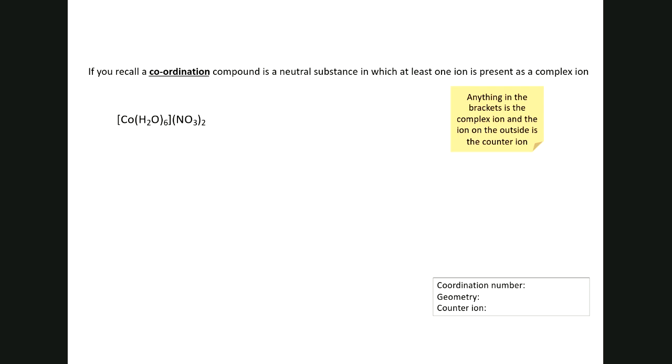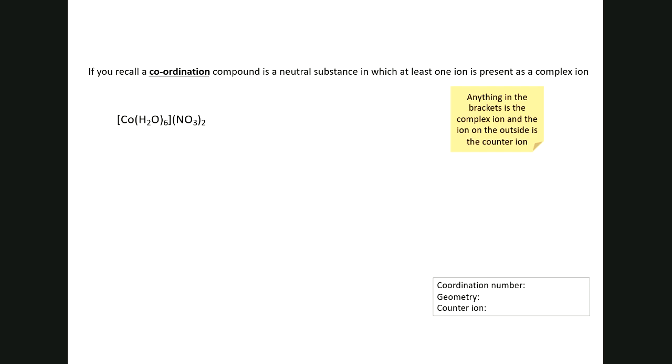And so if you recall, a coordination compound is a neutral substance in which at least one ion is present as a complex ion. So I'm showing you on the left this cobalt coordination compound that has 6 water molecules attached to it and nitrate as a counter ion. Remember, anything in the brackets is a complex ion and the counter ion resides on the outside.